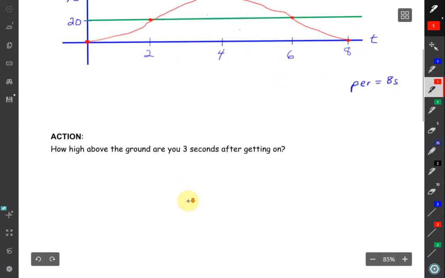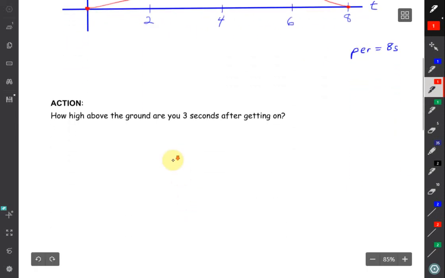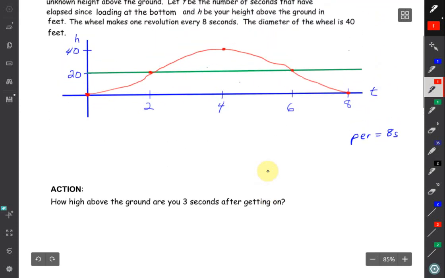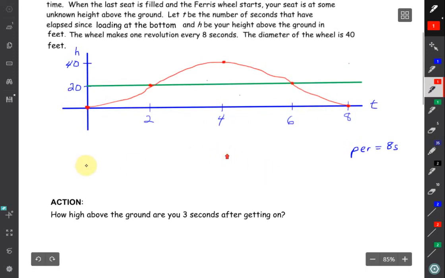So now the problem that's been proposed here is, how high above the ground are you 3 seconds after getting on? So we could look at this graph, and you could go to 3 seconds and estimate. And remember, we started at 0. That's where you get on, at the bottom. So 3 seconds later, we would look here and we could estimate that.